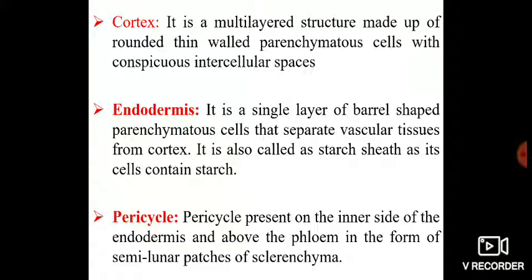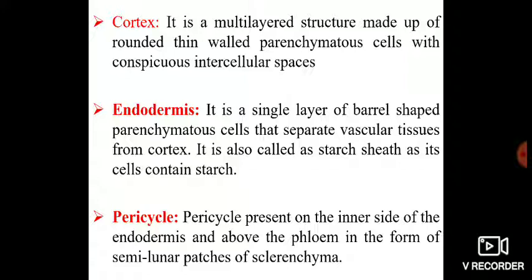Then the next region is cortex. It is a multi-layered structure which is made up of rounded thin-walled parenchymatous cells with large or conspicuous intercellular spaces between the cells. Then the inner region which lies inner to cortex is endodermis. It is a single layer of barrel-shaped cells which are parenchymatous, and this layer separates the vascular tissues from the cortex. In case of stems, this is specifically called starch sheath because these cells store starch in them.